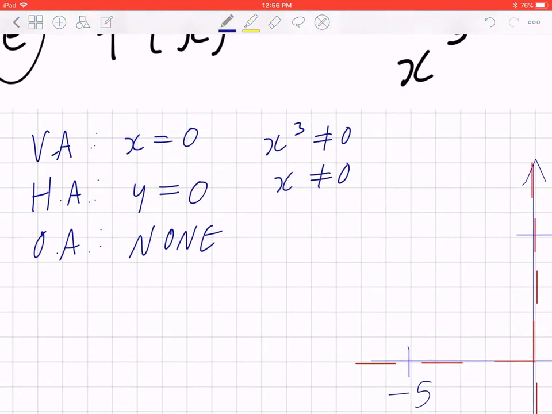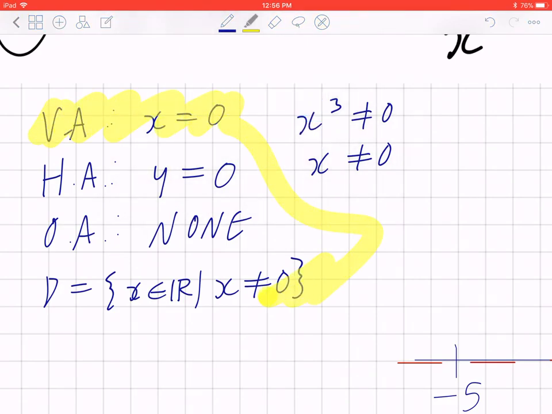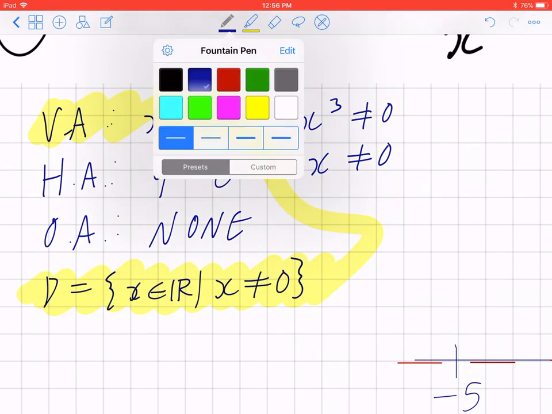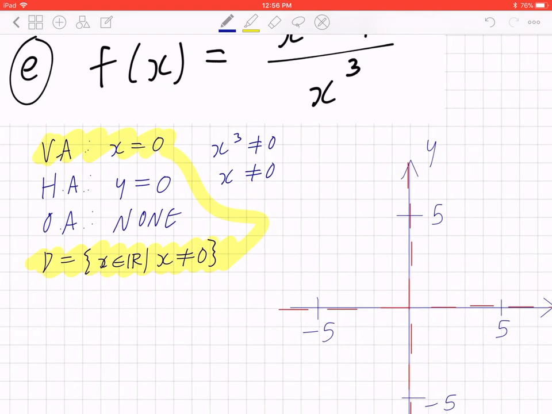Let's keep going. Once you write down the asymptotes, of course the domain is now going to be x as an element of real numbers such that x cannot be 0. Here's another reminder in case you haven't watched the other videos: domain is pretty much related to the vertical asymptote, and range will be related to the horizontal if you want to write down range. Now, to find the intervals of increase and decrease, you must first find the critical points, which means you have to find the derivative.